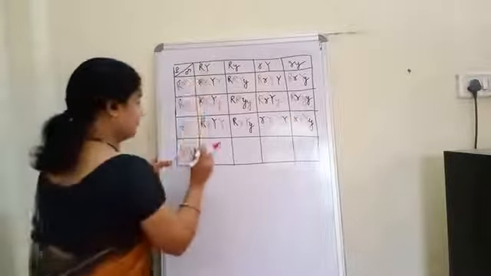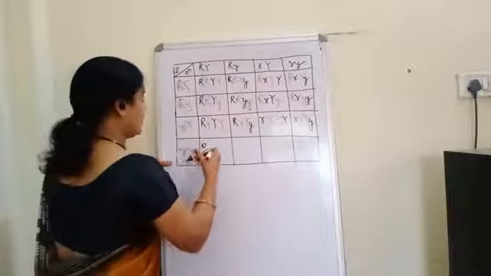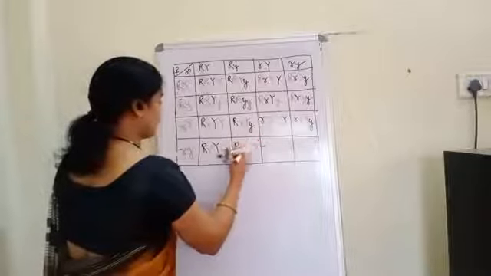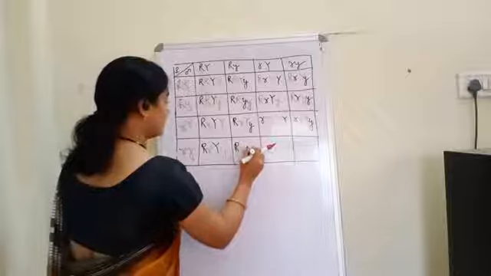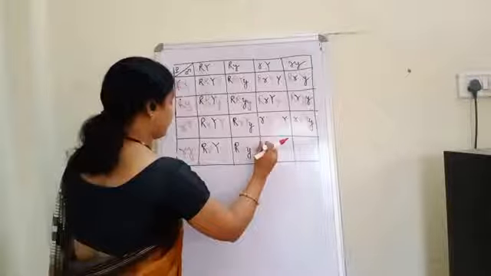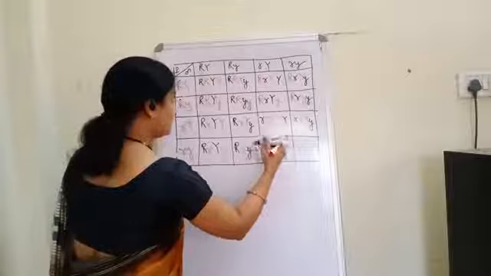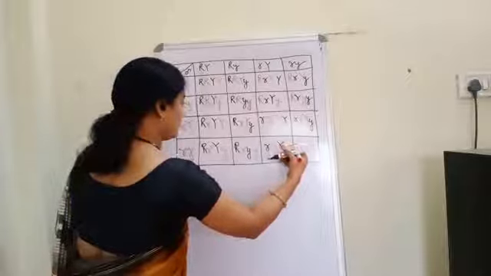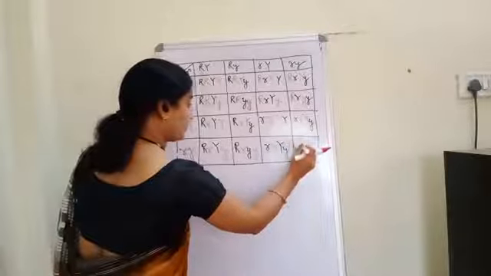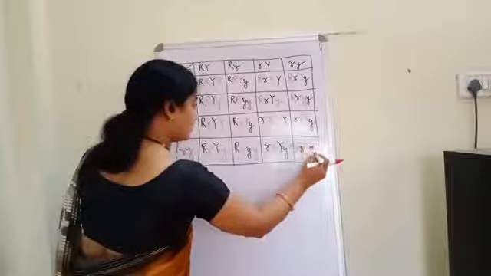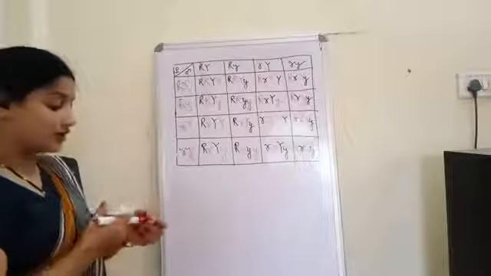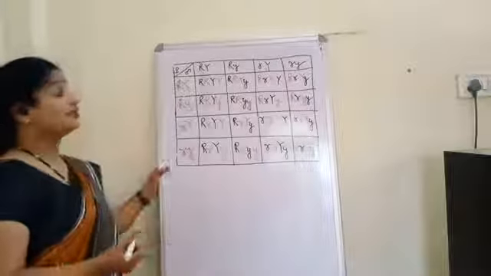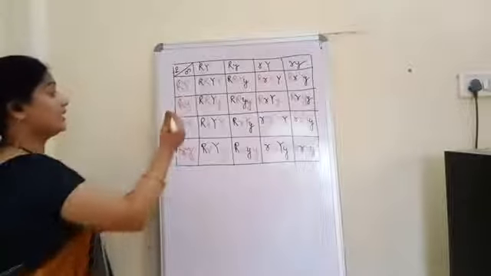Come to this last. R, Y, Y, R, Y, Y, R, Y, Y, and then R, Y, Y. So these were the crosses. Okay. Now see what result we'll get in this.